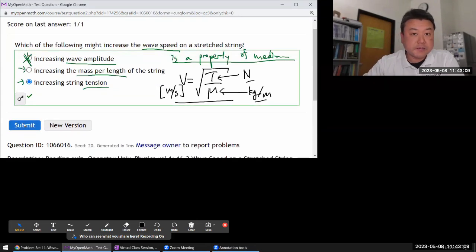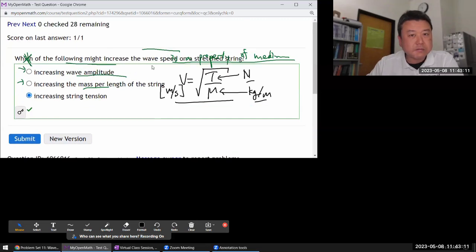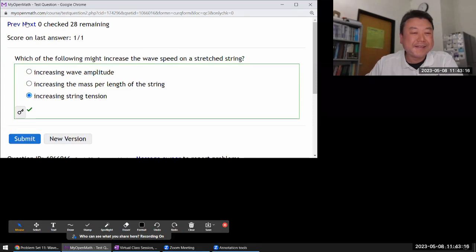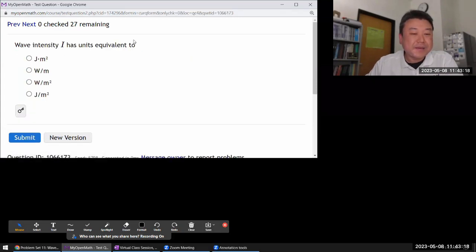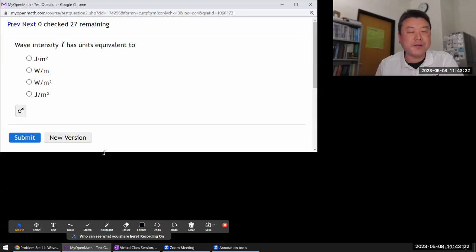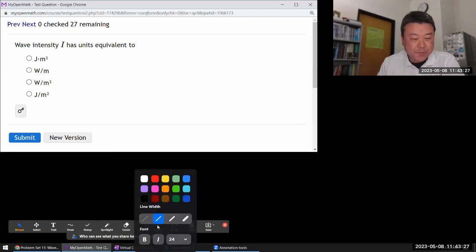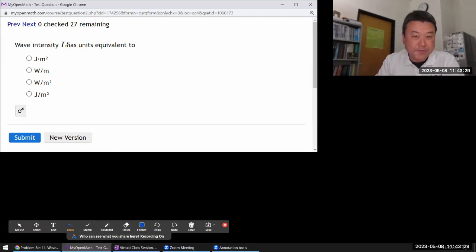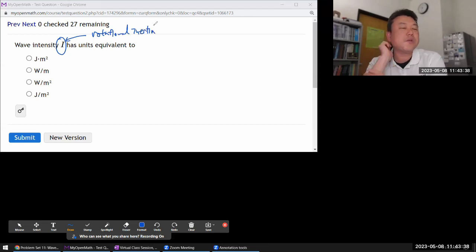Okay, let's keep going. This was, I want to say, the third one. Let's see, next one. Intensity I, oh yeah. By the way, watch out for letters that we use for different things. In this class alone, we have used I to mean rotational inertia, which is not what we are using it for. And did we use it for anything else? We might not have used it for anything else.